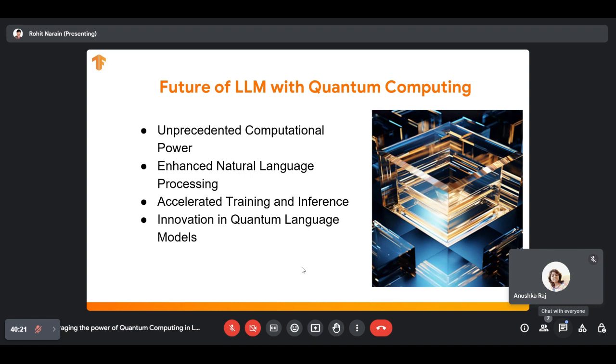maybe after quantum computing integration, we can see the same amount of data trained in just 10 minutes, or maybe just in 1 year. So that can also be possible. It can actually accelerate their training and inference process. And we can also see some innovations in quantum language models.